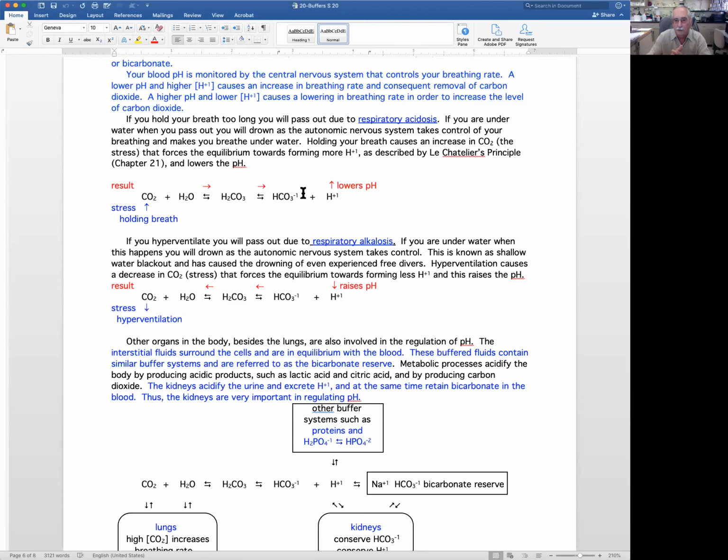So if you hold your breath long enough, you will pass out, and then your autonomic nervous system takes over and says, hey, stupid, you forgot to breathe, so we don't want to die here, so we're taking over. And then you start to breathe again. Unfortunately, if you're underwater when that happens, then you'll drown, right? Pass out underwater.